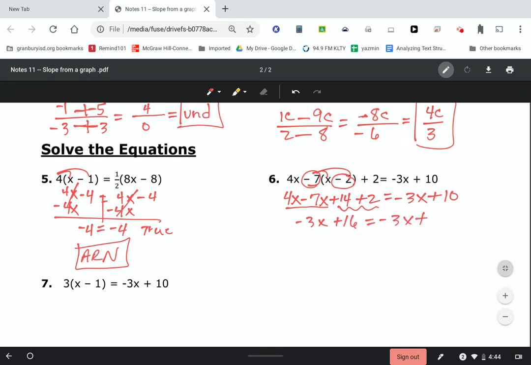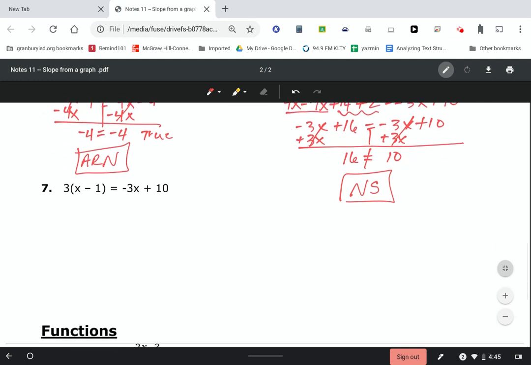Equals -3x plus 10. So if you notice, the variables are the same on both sides. So if I add 3x to both sides, it cancels out. Is 16 equal to 10? No, it is not. Therefore, there is no solution.